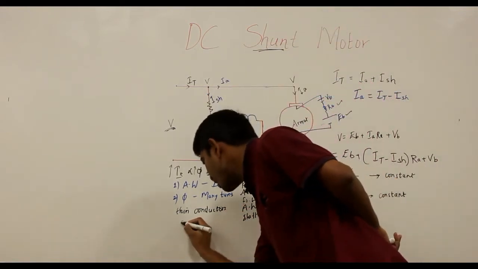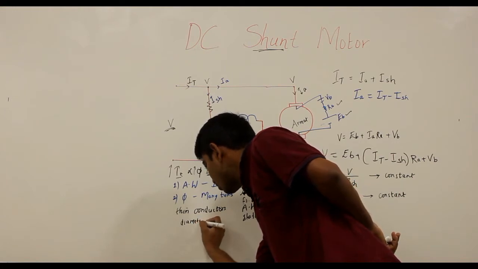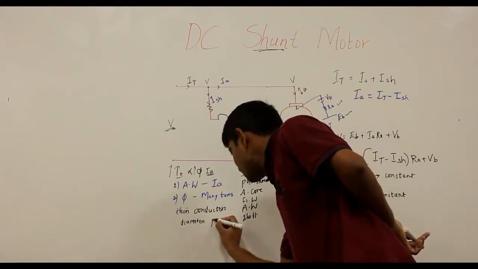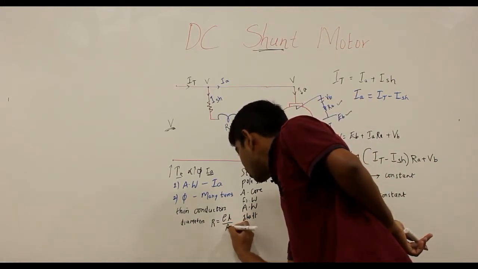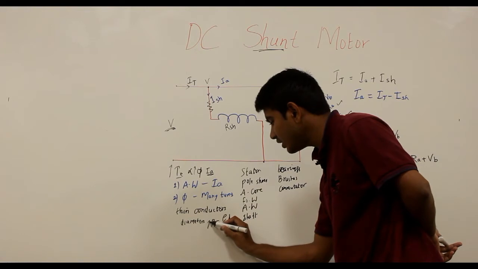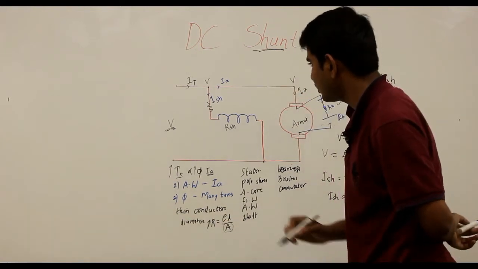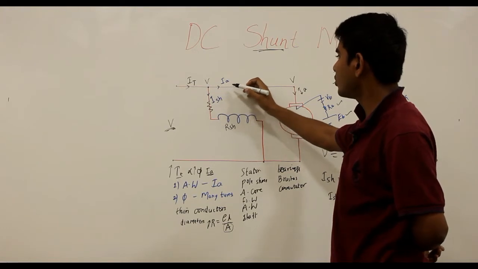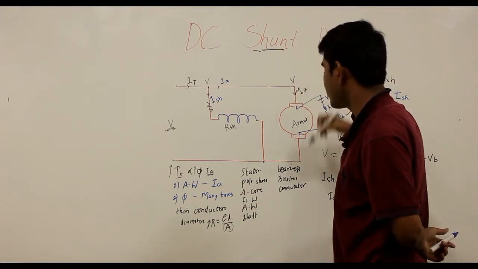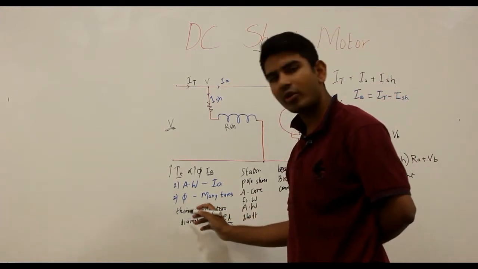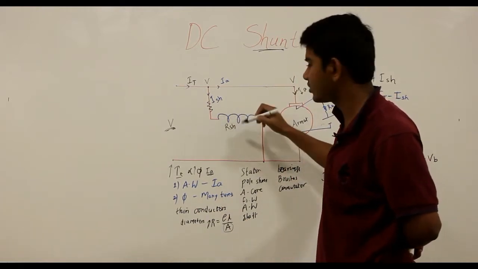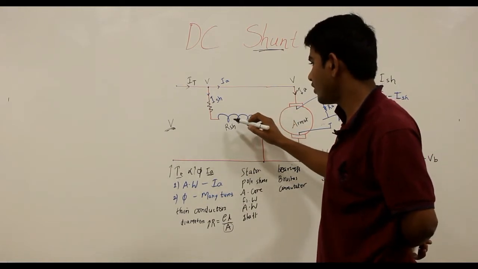You can make the diameter of the conductors smaller, because I know my resistance is given by rho L by A. As the area of the conductors becomes less, the resistance increases very highly. As the resistance increases, the current will prefer to flow in the branch having a lower value of resistance, so more current will flow through the armature winding. So one thing you can do is employ thin conductors, and for a higher value of flux you can use more number of turns.